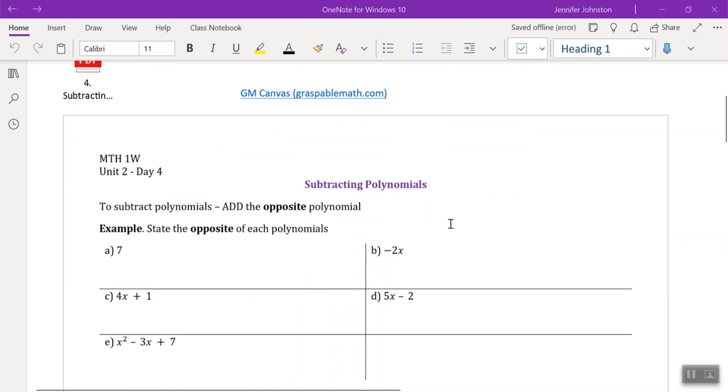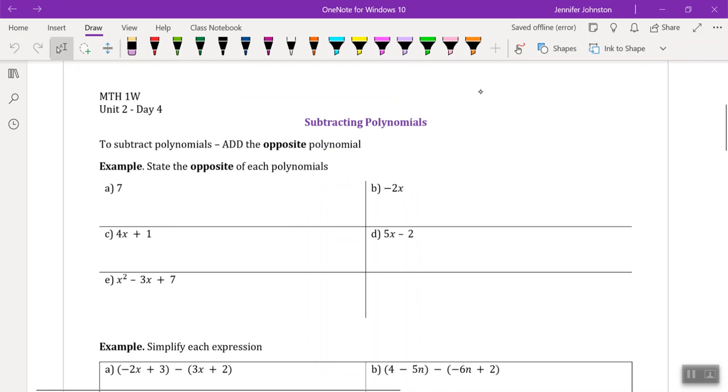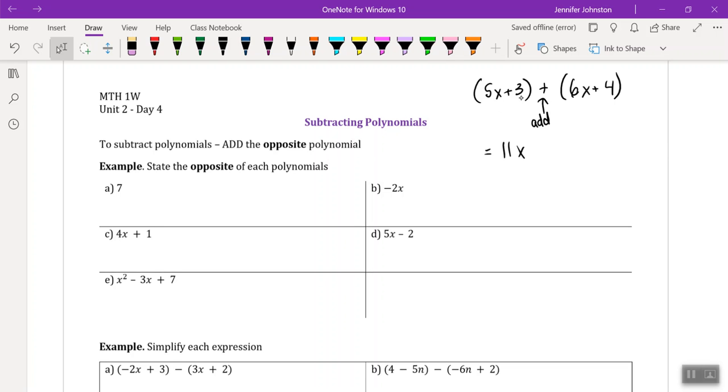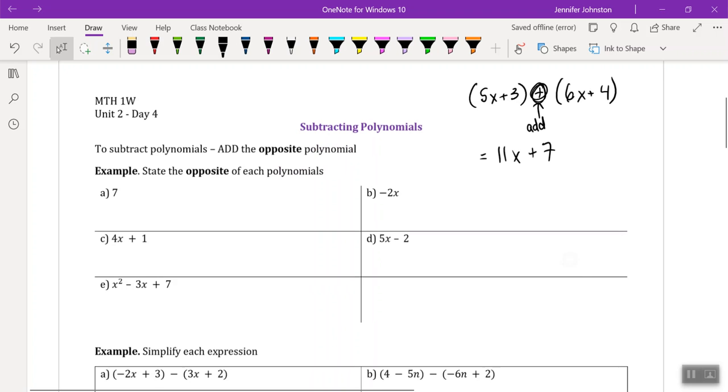Today we're going to be looking at subtracting polynomials. We're also going to be checking out Graspable Math again. To subtract polynomials is different from adding. So adding polynomials, we looked at something like 5x plus 3, plus, I don't know, 6x plus 4. This is where the adding takes place. When we're adding, we put these two together. 6 and 5 gives us 11x, and 3 plus 4 gives us 7. So that's adding. That's where our adding comes into play, not here or here, it's in the middle.